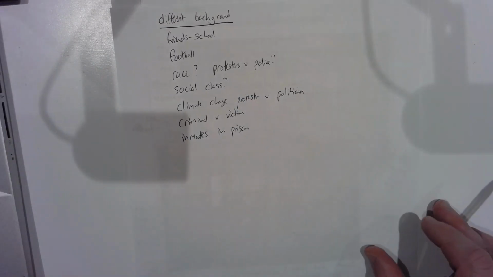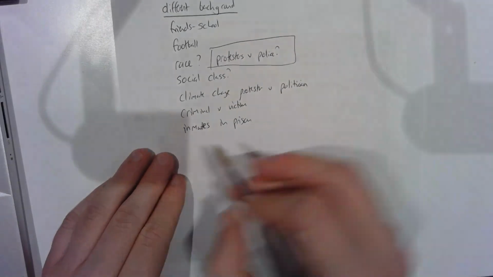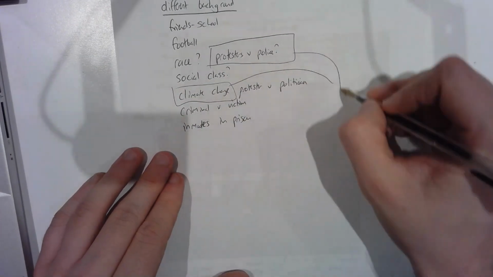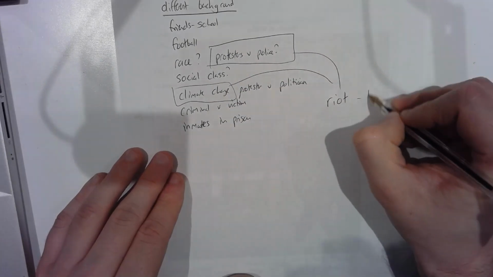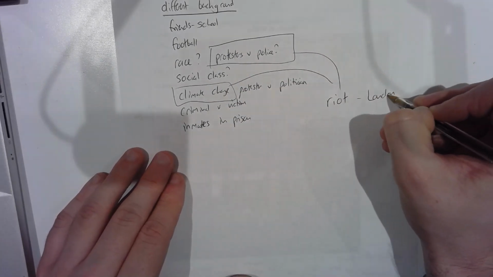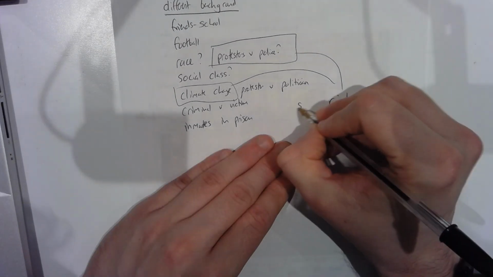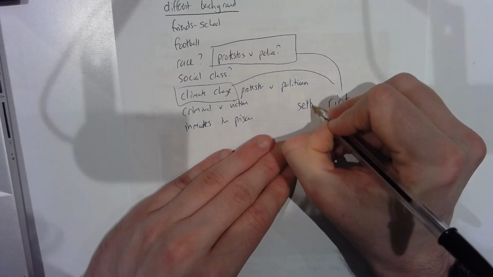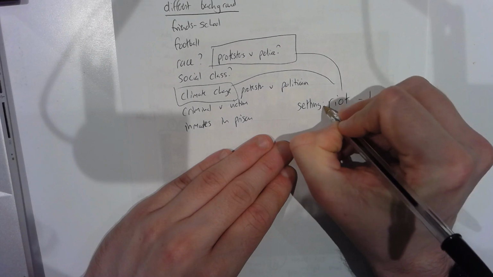So the thing that I'm going to probably focus on is this idea of protesters versus police. I'm not going to link it to race. I might link it to climate change as well. You need a setting. I'm going to set it in a riot, probably on the streets of London. I'm not going to mention London in too much detail, but I'm going to mention the riot there as well. And let's just keep it simple.